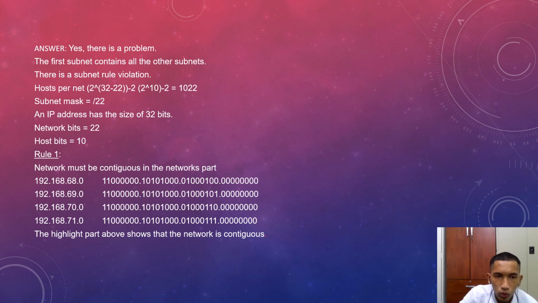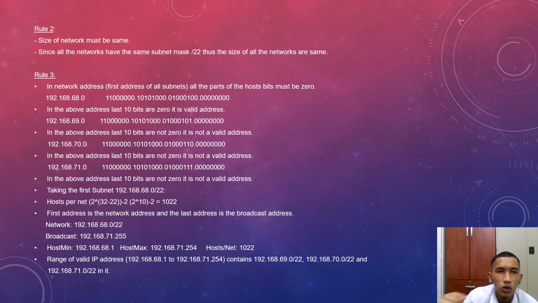We change all of those. The highlighted part above shows that the network is contiguous. Rule number 2: the size of the network must be the same. Since all the networks have the same subnet mask of 22, the size of all the networks is the same. Let's go to rule number 3: for the network address, the first address of all the subnets, all the host bits must be 0.